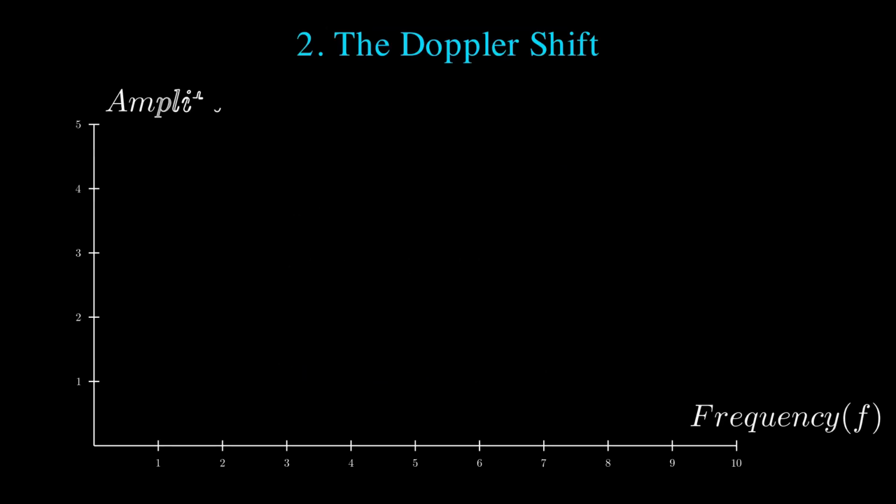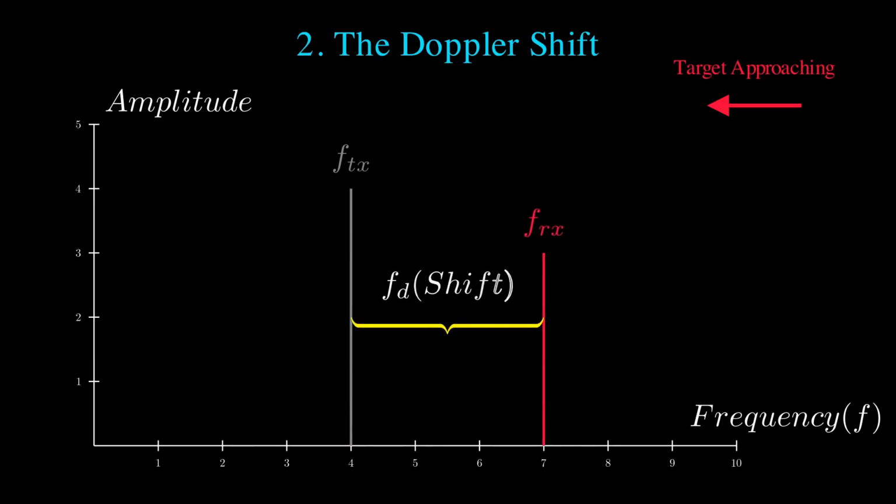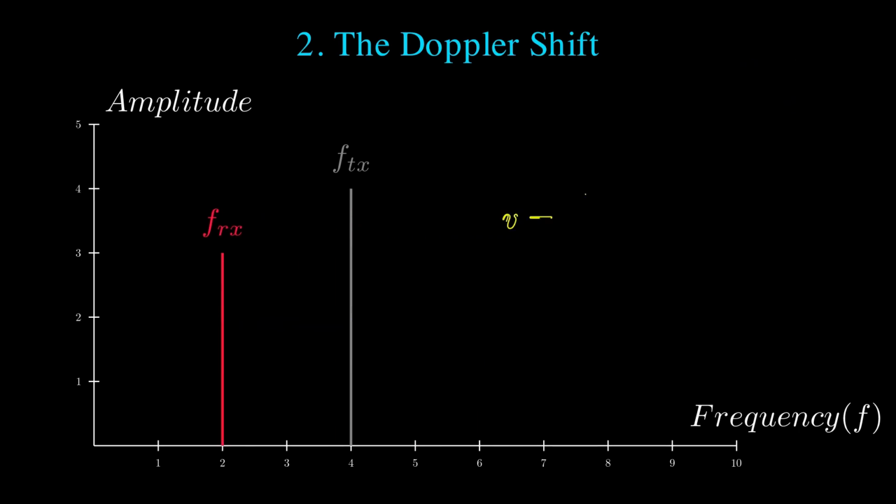But location isn't enough. We need speed. For that, we use the Doppler effect. Watch the frequency line. As the target approaches, it compresses the waves. The frequency shifts higher. This is the blue shift. Conversely, if it moves away, the frequency drops. By measuring this precise shift, FD, we calculate the target's velocity instantly.